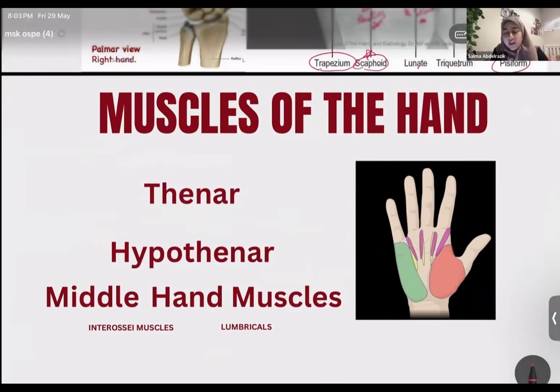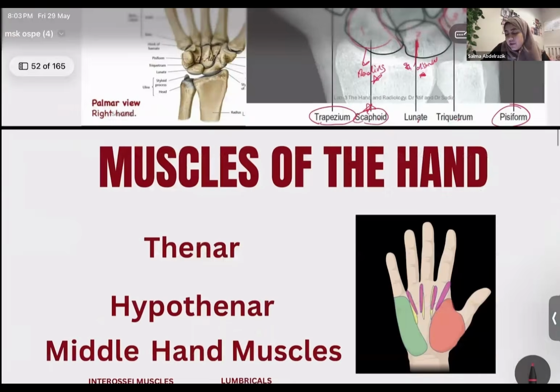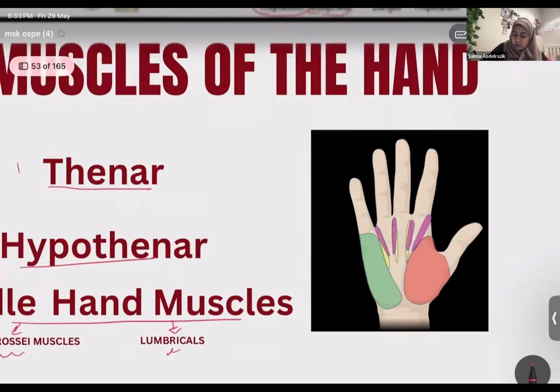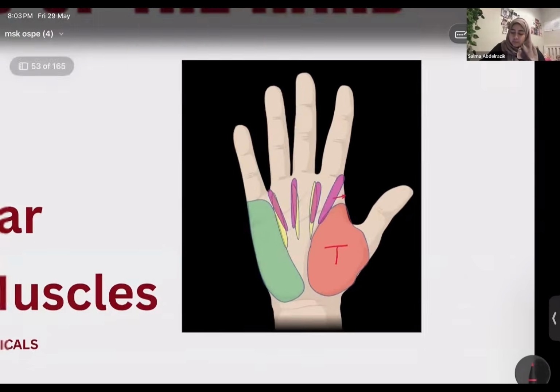All right. And now we're thinking about muscles of the hand. This should be easy, right? I hope this is easy. Muscles of the hand. You see this picture? It's already labeled for you with colors. You have thenar muscles, hypothenar muscles, and the middle hand muscles. They're divided into interossei muscles and lumbricals. Interossei and lumbricals, let's get to it later. For now, let's talk thenar and hypothenar. Thenar is the thick part, and hypothenar is the thinner part. And in between, you have the interossei muscles, which are the yellow ones, and pink is the lumbricals.